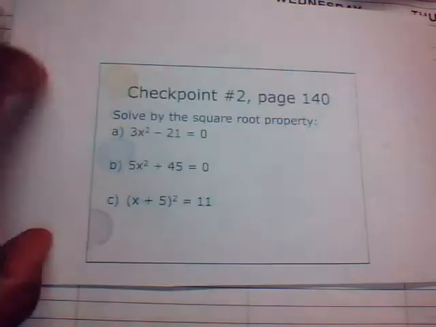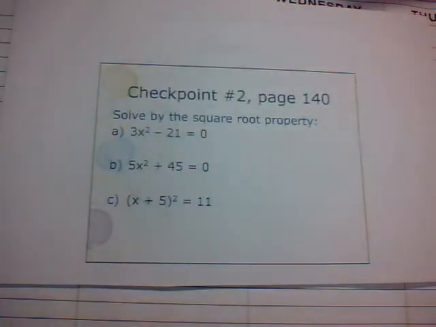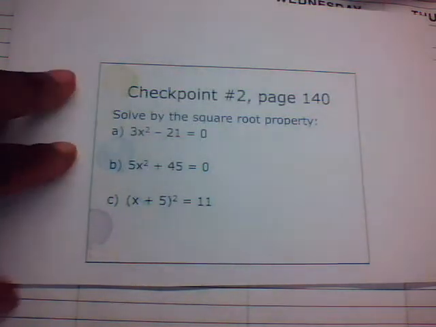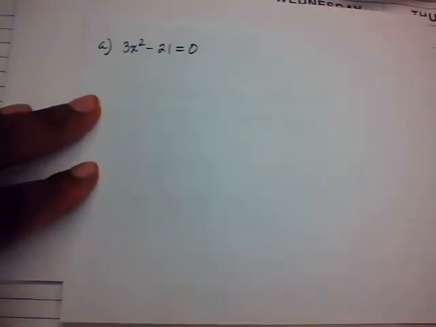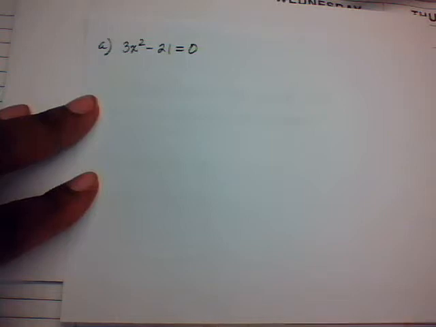Now we're going to look at some examples that deal with just this. In fact, we have 3 problems that deal with using the square root property. We'll start with part A. We got 3x squared minus 21 equal to 0. And we want to solve this using the square root property. 3x squared minus 21 equals 0.